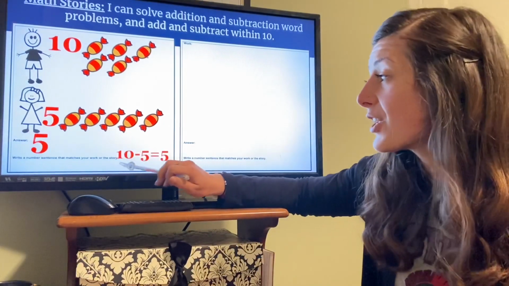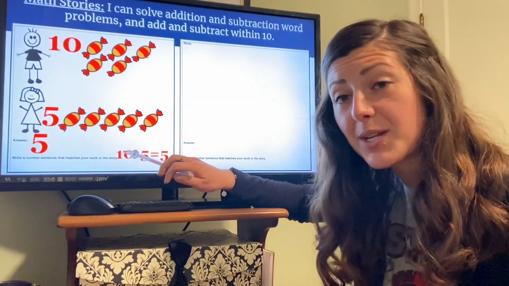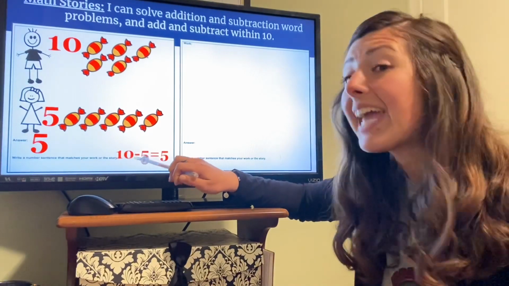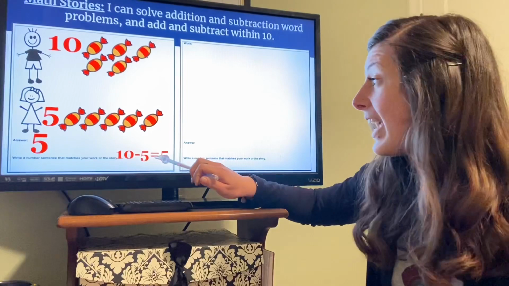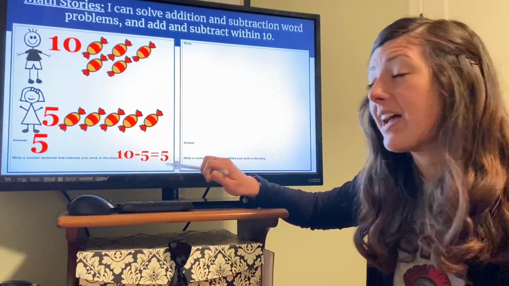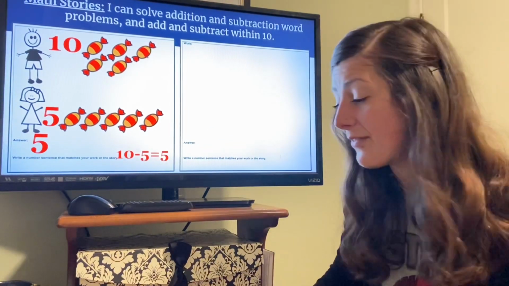Paul started with 10 candies, so 10's the first number I wrote. Then he gave 5 away, so I had to take 5 away from him, and that means that it equals 5. He has 5 candies left.